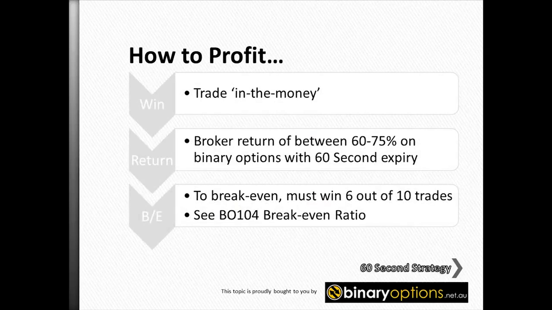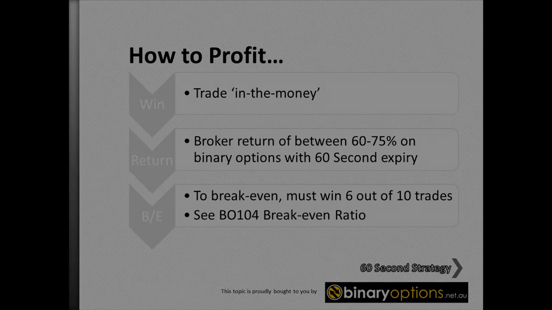Now, how do we profit using it? Firstly, we need to trade in the money. That is, we need to correctly identify the trade direction at expiry. The amount of return generated by the accurate trade will be between 60 and 75%, depending on your broker. Finally, trading must be above break-even levels. A trader must win at least 6 out of 10 trades. To learn more about break-even calculations, see BO104 break-even ratios.